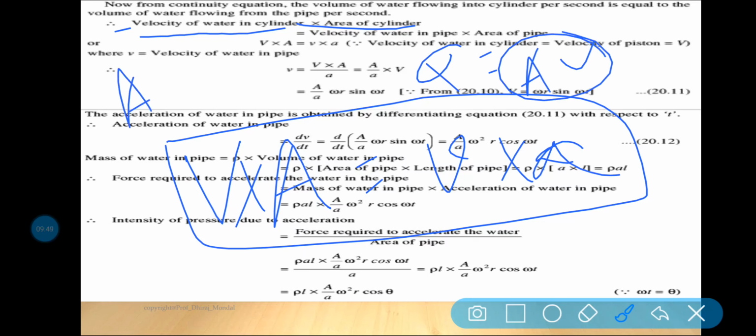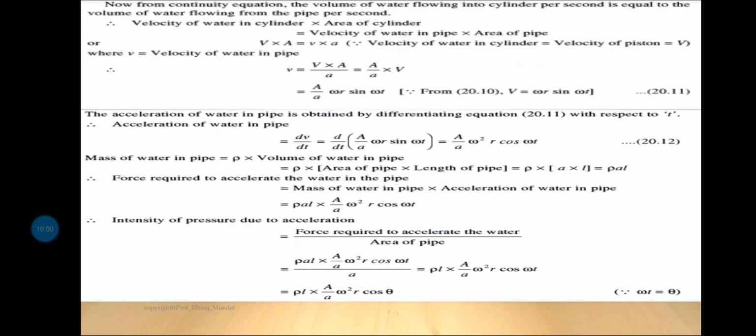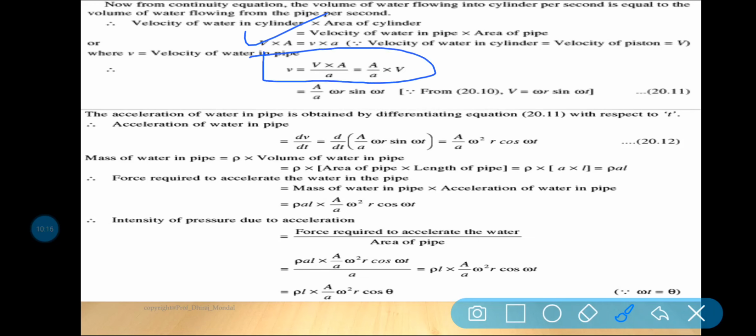Area of the piston into velocity of the piston is equal to small area of the pipe into velocity of the pipe. So small v is the velocity of the water in the suction and delivery pipe, and capital V is the velocity of the piston. Clear? So we can write small v is equal to the area of the cylinder by the area of the pipe into V.